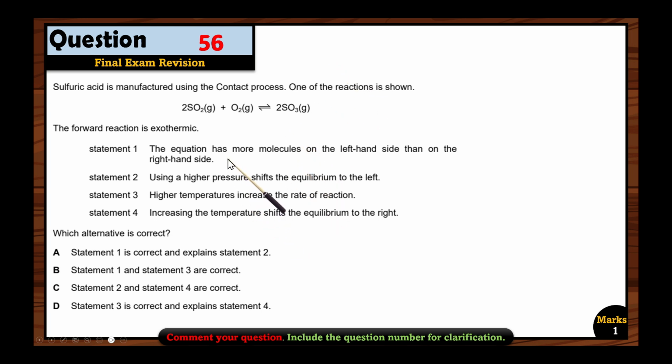But it can increase the rate of reaction. So options 1 and 3 can be right. Can we see here? Yes, option B is the statement. Option B is right, because statements 1 and 3 are correct.